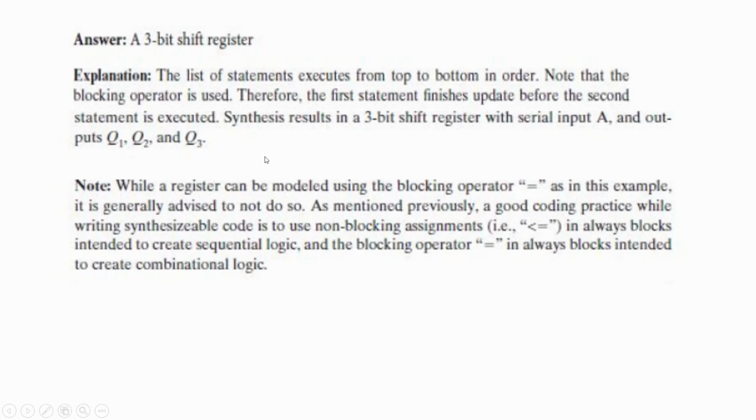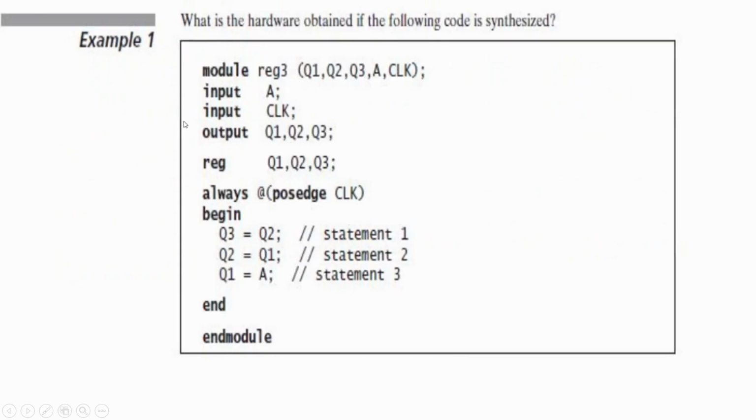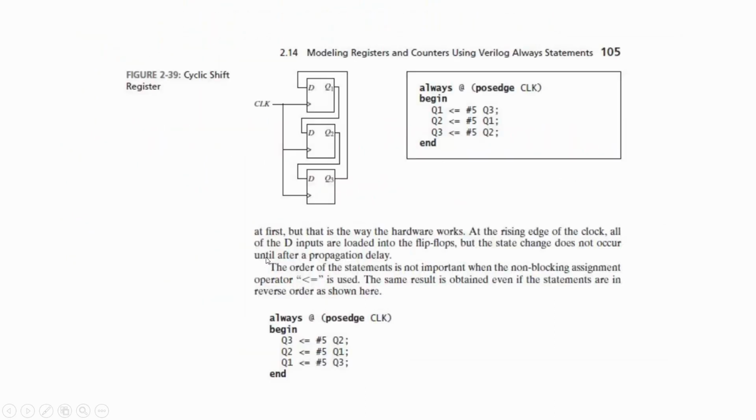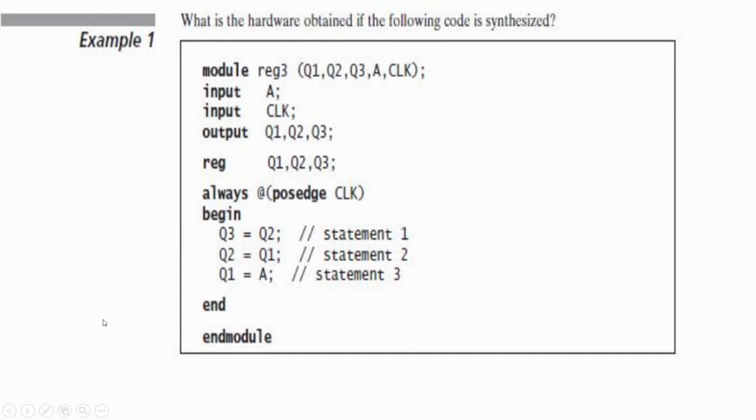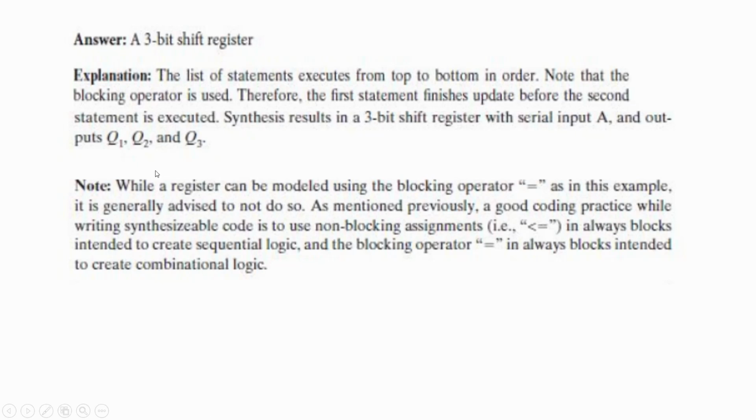In Verilog, there are two operators, blocking and non-blocking operators. So this equal to sign is a blocking operator, and this less than or equal to sign is a non-blocking assignment operator. So the synthesis results in a 3-bit shift register with serial input A and outputs Q1, Q2, Q3.